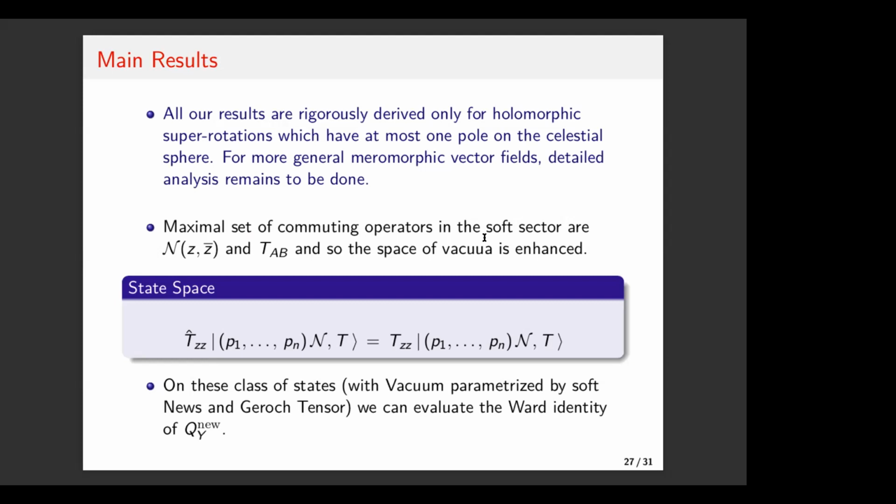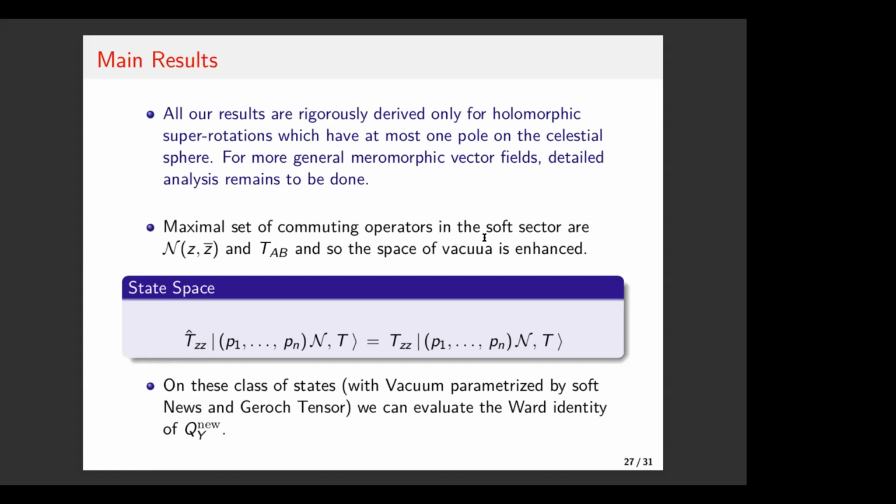Now that we have this enhanced phase space, or enhanced space of operators, what is the space of vacua? It turns out that the maximal set of commuting operators are the soft news and the Gorosh tensor. They just commute with each other, even in the physical phase space. So we already know that we parameterized the supertranslation vacua with the eigenstates of the soft news. Now we have a further parameterization in terms of the eigenstates of the Gorosh tensor.